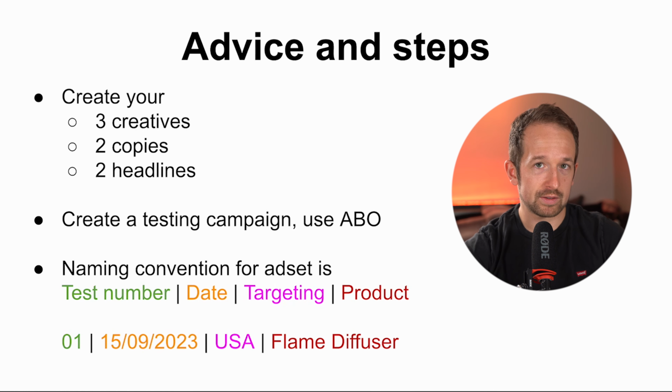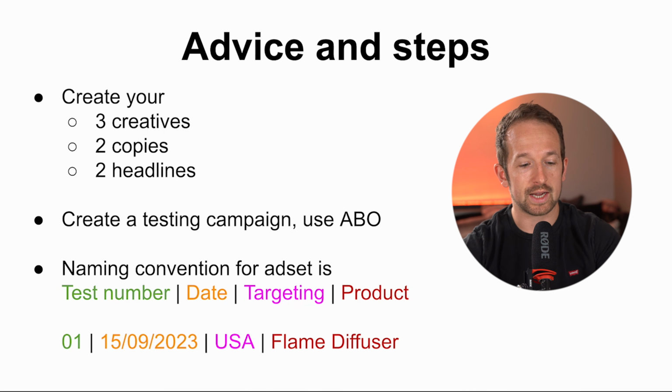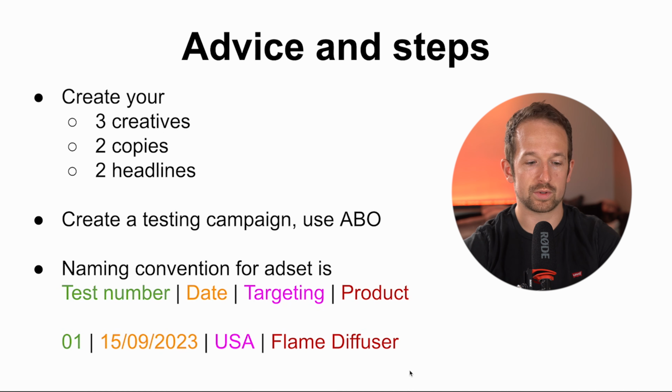Create your 3 creatives first, then your 2 copies, then your 2 headlines. We're going to create a testing campaign using ABO, Ad Set Budget Optimization. Just for ease, we're going to name it in this order: test number, the date, the targeting, and the product. So for example, here we have test number 1, today's date. We're going to be targeting the USA and we're going to be using the Flame Diffuser.